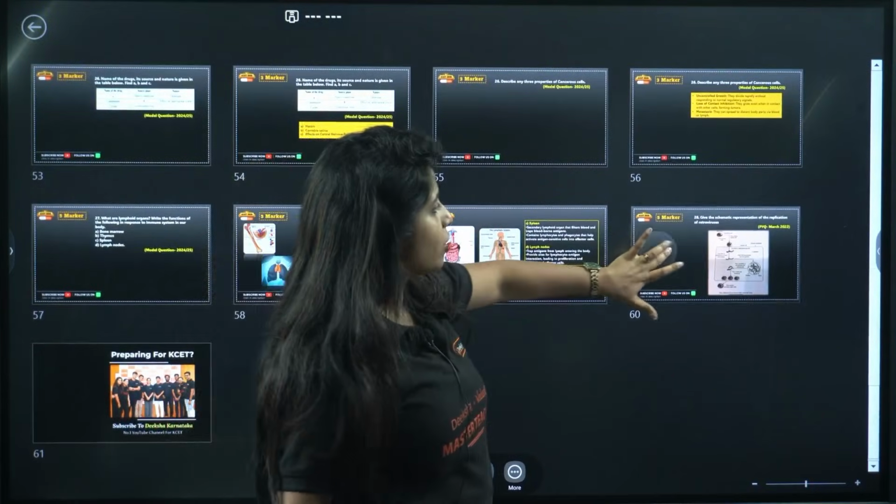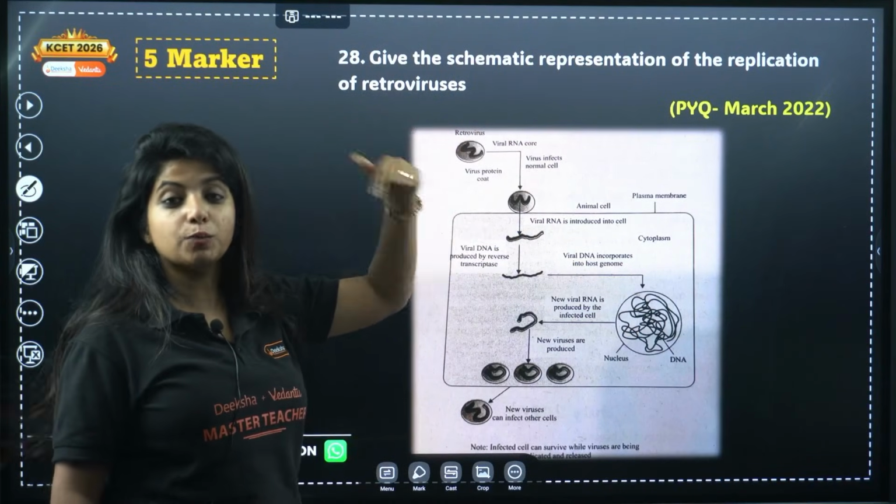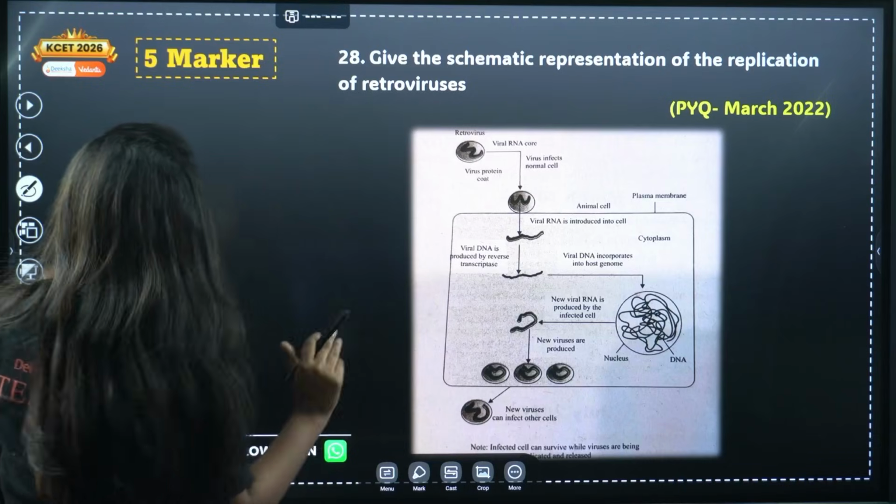So over here I have a question. Give the schematic representation of replication of a retrovirus. This is a PYQ question. It came in March 2022. It has also been repeated, but yes, I'll tell you.